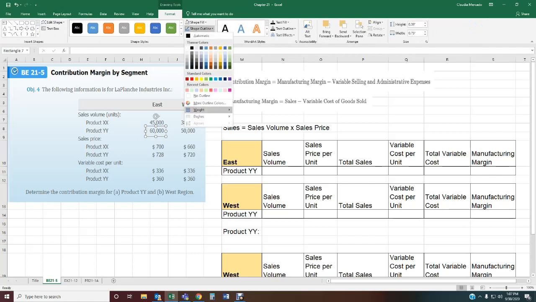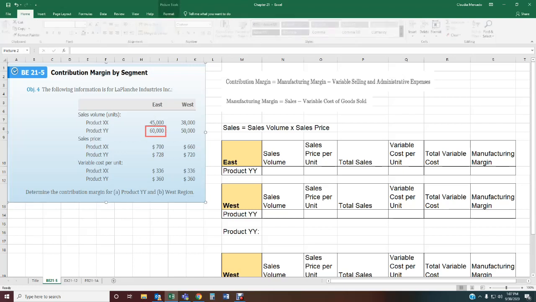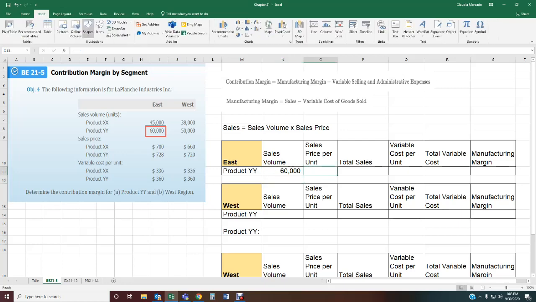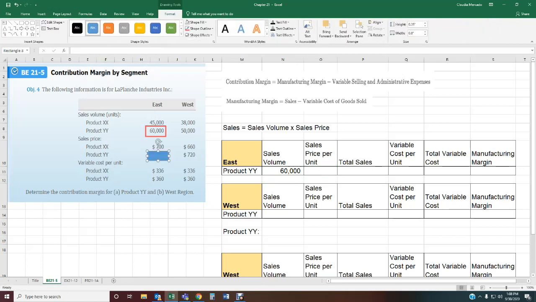Let me highlight it, that way you all know where I'm getting it from. Okay, so we're looking at product YY for the East region. Okay, 60,000, my sales volume. Now I'm going to get my sales price for product YY for the East.